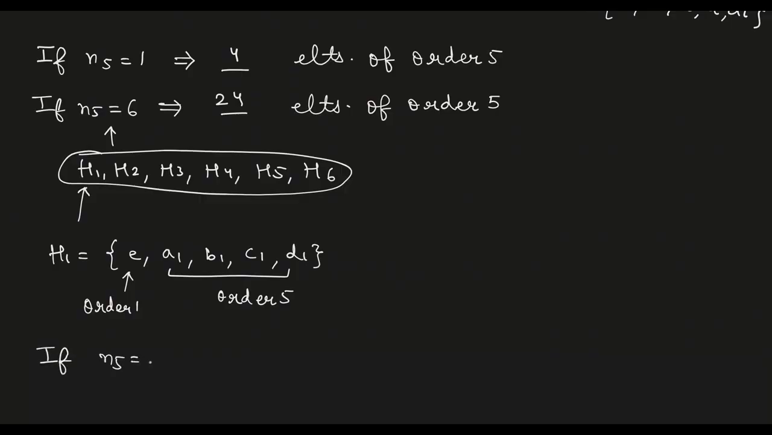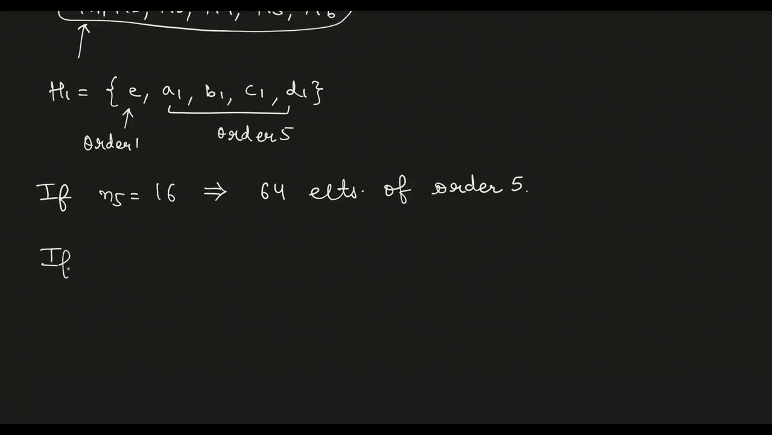If N5 is 16, then simply see, from this N5 if we reduce one, 4 remains. 16 into 4 is 64. If N5 is 36, then it will have 36 into 4, 144 elements of order 5.